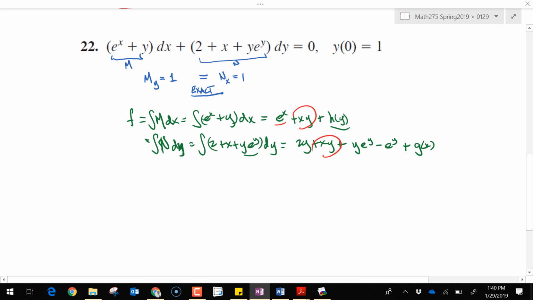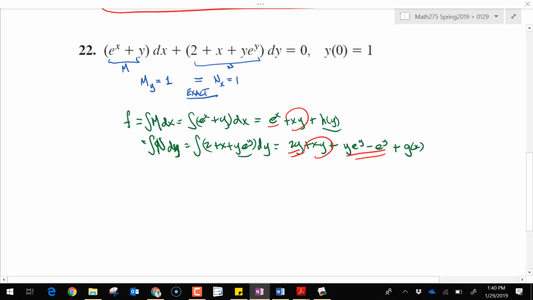So that's what we have in common. We have an e to the x. That's just a function of x, and then a couple of functions of y that we want to include as well. So your whole function f of x, y is going to be xy, which we have in common, e to the x, 2y plus y e to the y minus e to the y is equal to a constant.